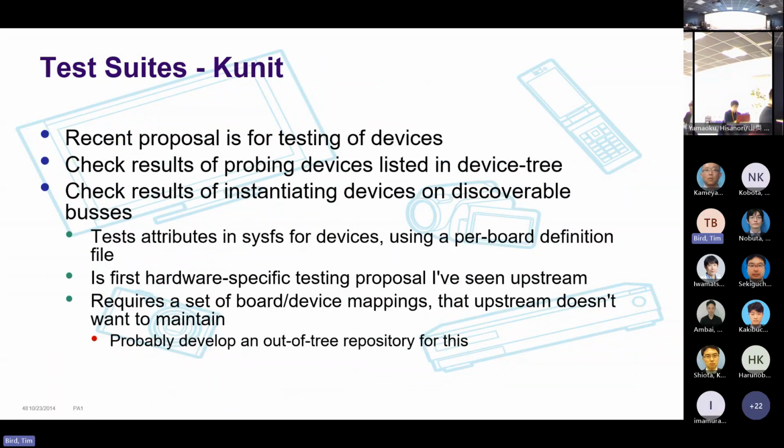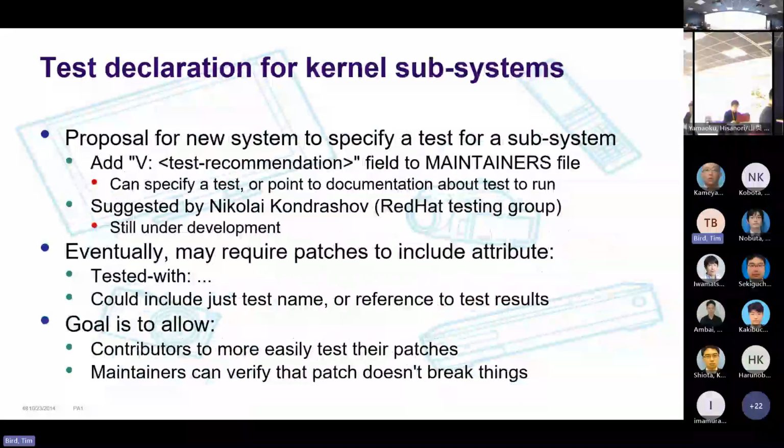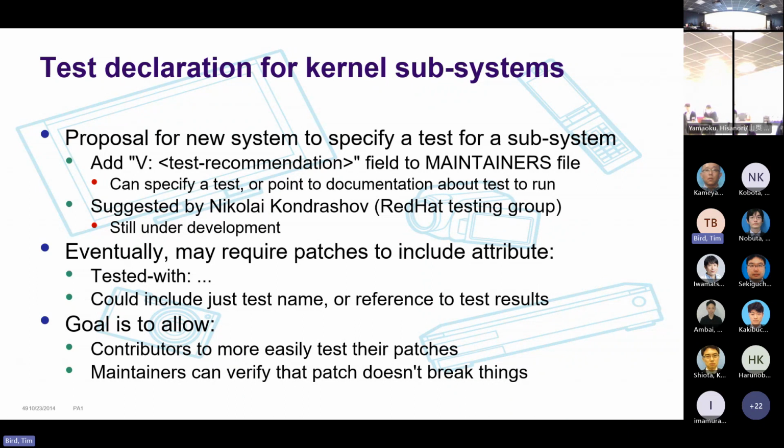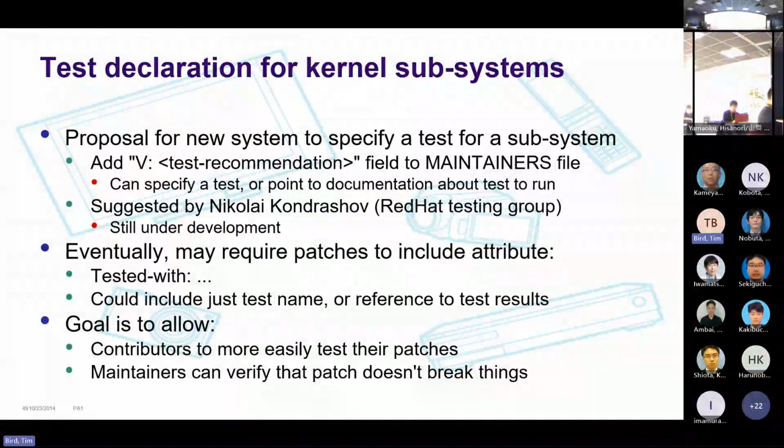And then KUnit is for unit testing. I'm not going to go into the details here. There were two things that are happening really recently that I want to talk about. There was a new proposal to specify in the MAINTAINERS file the recommended test for a subsystem. That is really interesting, I thought. It was suggested by Nikolai Kondrashov, and this is still under development. He sent an RFC and has the patches for this. Got some feedback. I don't know if he's going to do another release of the patches, but it's not upstream yet. But I think this would be really cool.